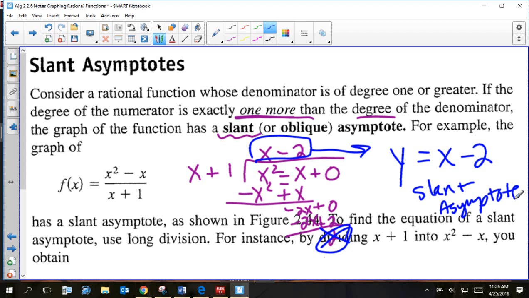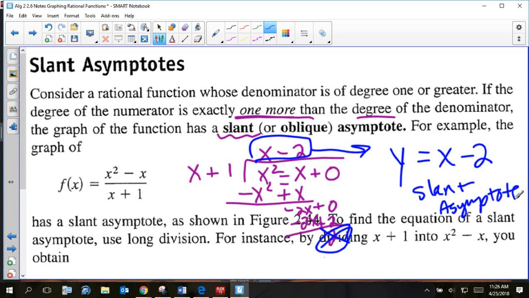That's all we have to do. That's the answer. Y equals x minus 2 would be the slant asymptote. I'm not only asking you that, we're going to graph it. So you will apply it to something, but yeah, that's what you put on your slant asymptote line.